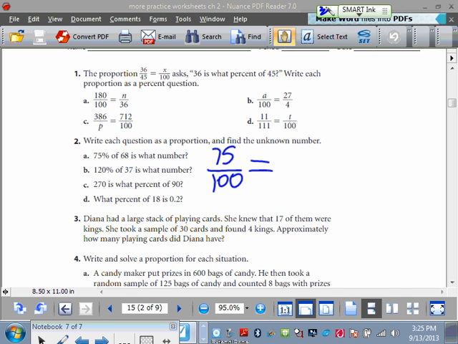Then it says 75% of 68 is what number? When you see the word of, that should be your hint that we need to have the division. So of 68, we're going to be putting it on the bottom, and the number we're trying to find is in our numerator. You can do B similarly. And again, when you see of, that should be our hint that we're looking for division. I'll let you try the rest on your own.